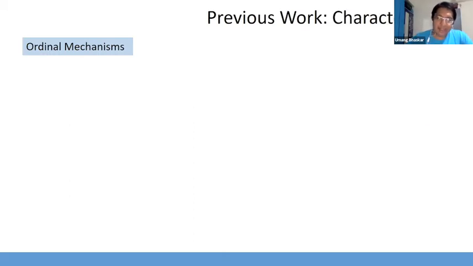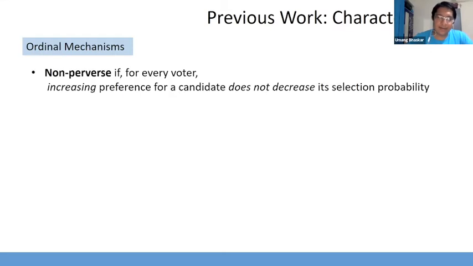And ordinal mechanisms, in another sense, are also very well understood. We have very good characterizations for truthful ordinal mechanisms. Let me put some definitions before you. These are very natural definitions for characterizing ordinal mechanisms. I'm going to say an ordinal mechanism is non-perverse if, when you fix a voter and move a candidate up in that voter's preference order, that does not decrease the candidate's selection probability. It's a very natural condition. This is called non-perverseness.